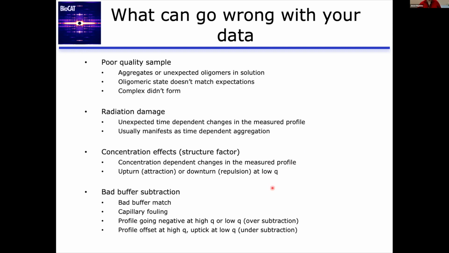And then the final thing that can go wrong with your data is bad buffer subtraction. This could be a bad buffer match if you made the buffer up by hand instead of, say, doing a dialysis step or something. Could be capillary fouling. Maybe you've damaged something that's stuck to the capillary between your buffer measurement and the sample measurement you're using, so the background is no longer the same. And this will usually manifest as the profile going negative at high Q or low Q, which is an oversubtraction, or the profile being offset at high Q or having an uptick at low Q, which is an undersubtraction.